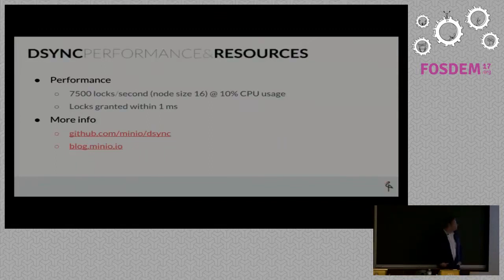In terms of performance, on a 16-node configuration, we were able to do about 7,500 locks per second. It takes about 10% CPU usage on a regular server, and typically a lock is granted within about 1 millisecond. So this nicely met our requirement for an object storage.